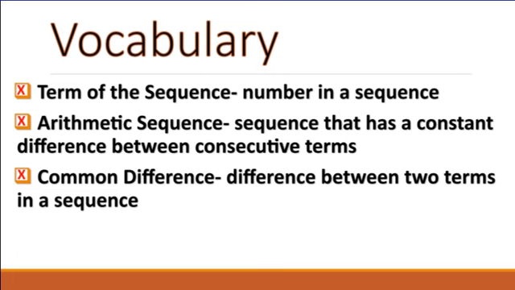And then we have an arithmetic sequence. This is just a sequence that has a constant difference between consecutive terms. So there's a certain rule where you are adding a certain number each time. Or if you think about it, going the opposite direction, you're subtracting the number in between the two, and that would be your common difference, which is our last term, the difference between the two terms in a sequence.